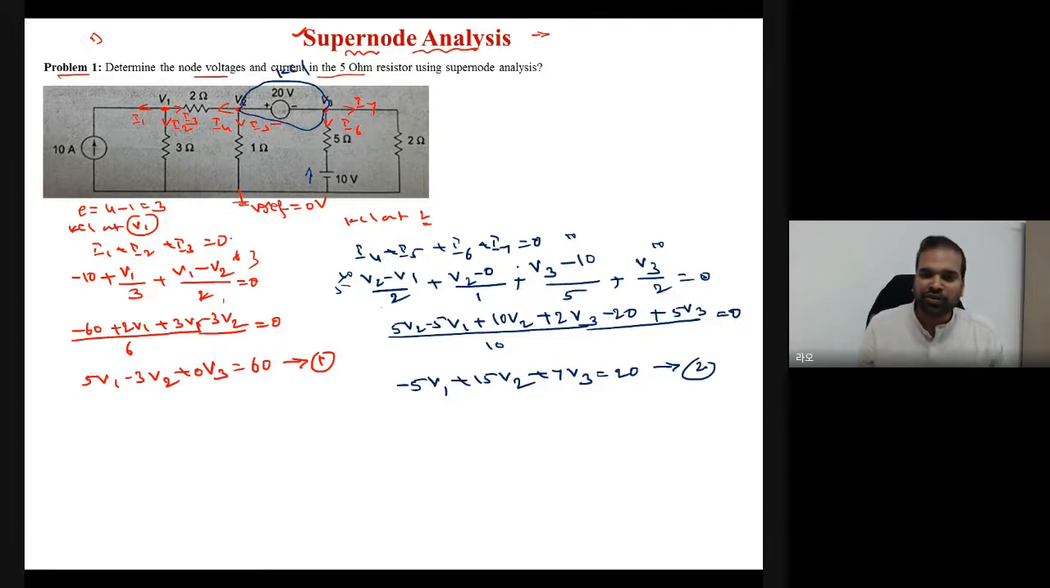Clear. Now, our goal is to find node voltages. Node voltages means V1, V2, V3. In order to find 3 unknown node voltages, you need 3 linear equations. So you get equation 1 and equation 2. Then how to get equation 3? Of course, by using this super node. So here you have one end V2 connected, another end V3 connected. The difference between V2 and V3 is what? 20 volts. Therefore, you can write V2 minus V3 equal to 20 volts. This is my equation 3.